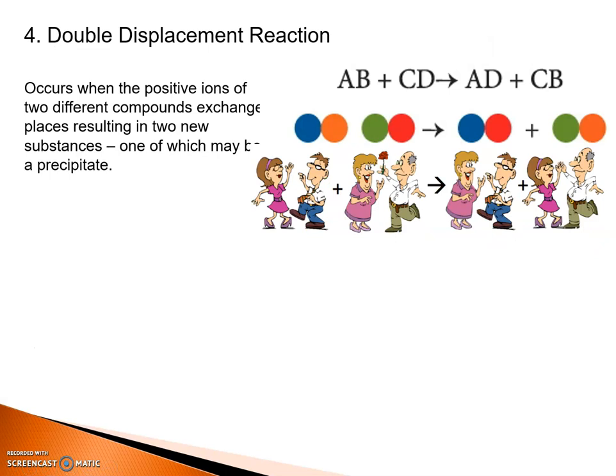A double displacement reaction occurs when positive ions of two different compounds exchange places, resulting in two substances, one of which may be a precipitate. What we have here is two couples dancing together, and literally you can see the two ladies swap places. Maybe it's grandparents and their kids, who knows? But they've switched places. That's what's happening in a double displacement reaction.